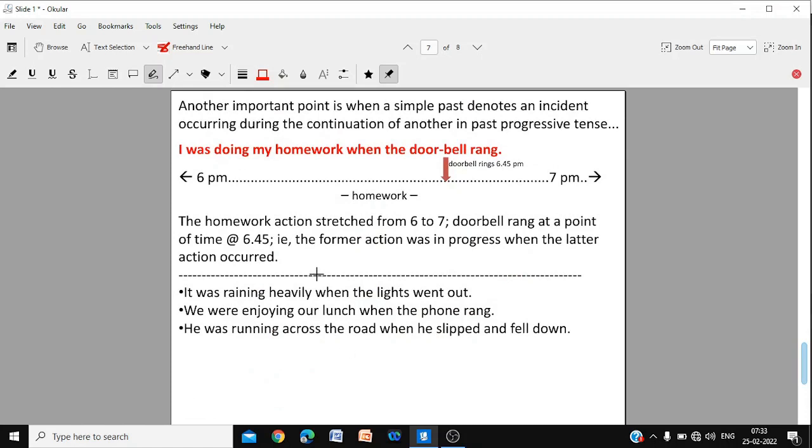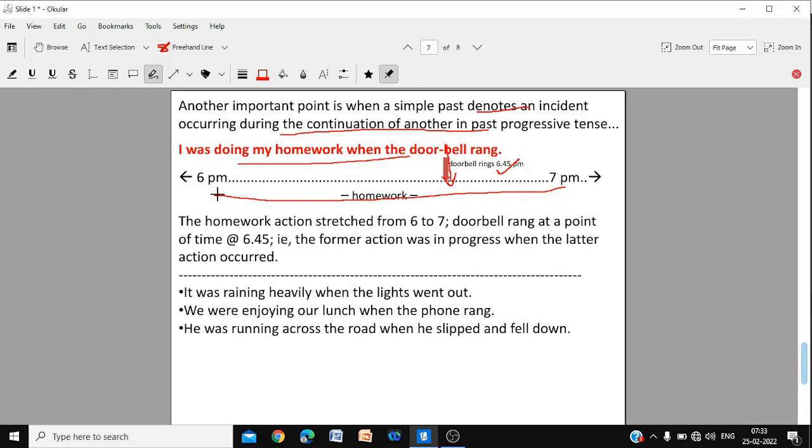Another important point is a simple past denoting an incident occurring during the continuation of another in past progressive. I was doing my homework when the doorbell rang. I was doing my homework, say 6 p.m. to 7 p.m., a stretch of 1 hour. And at some point of time, the doorbell rings. This is a point of time, maybe at 6:45, whereas the former doing of homework continues for 1 hour.